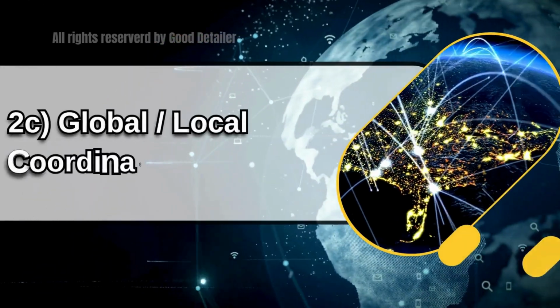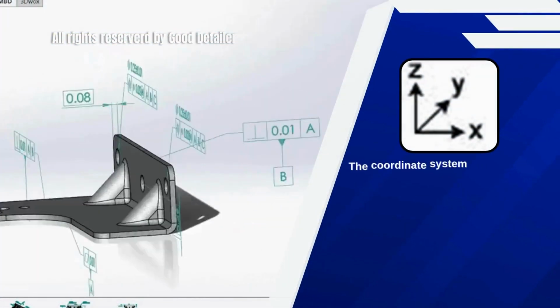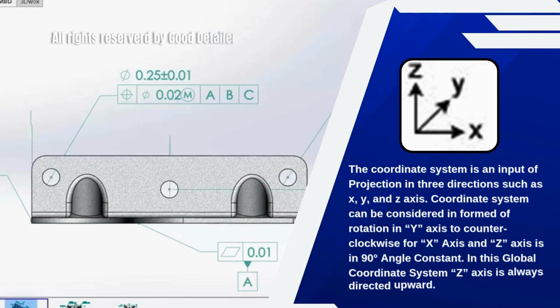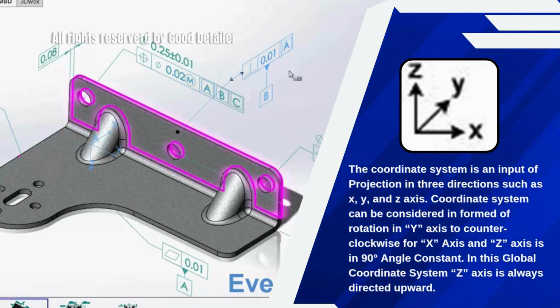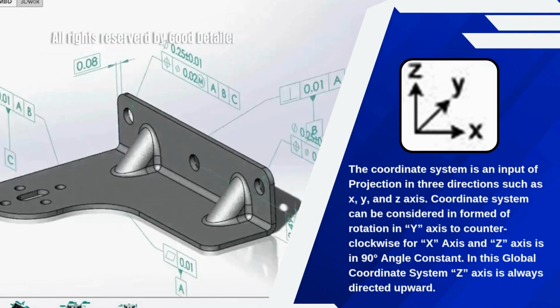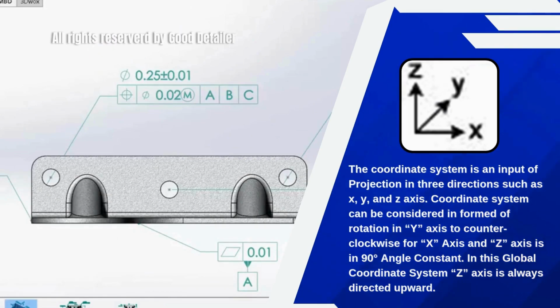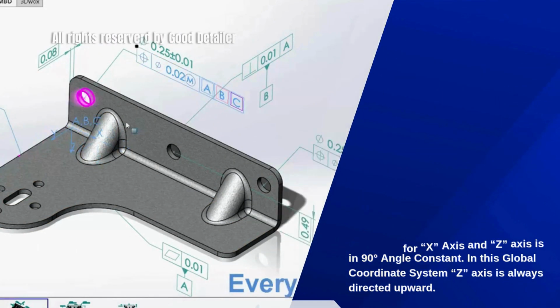C. Global and Local Coordinate Systems. The coordinate system is an input of projection in three directions, such as X, Y, and Z axis. Coordinate system can be considered in terms of rotation in Y axis counterclockwise for X axis, and Z axis is at a constant 90-degree angle. In this global coordinate system, Z axis is always directed upward.